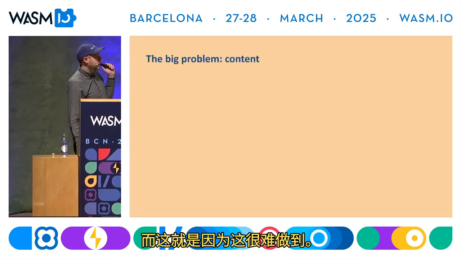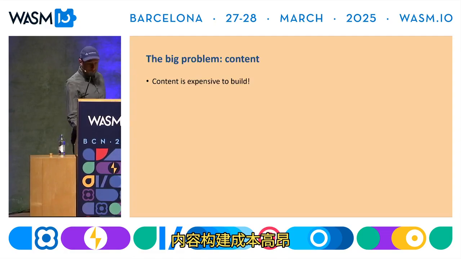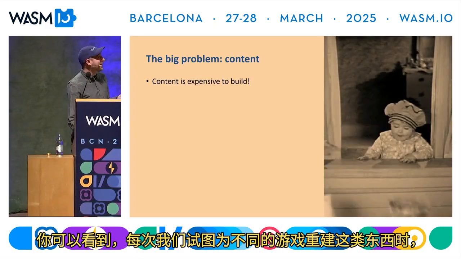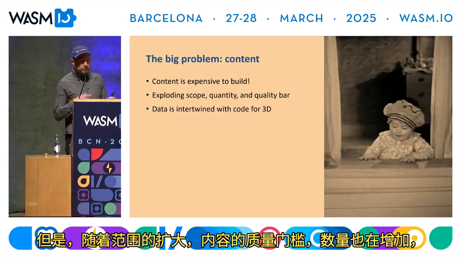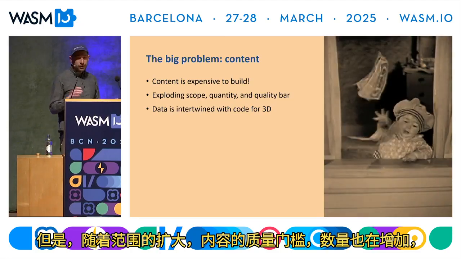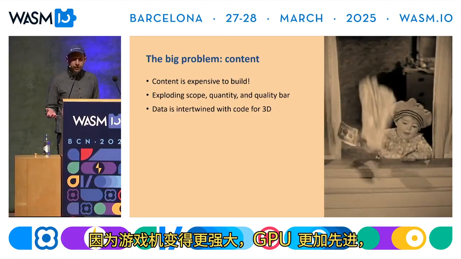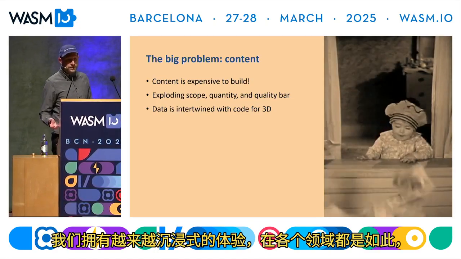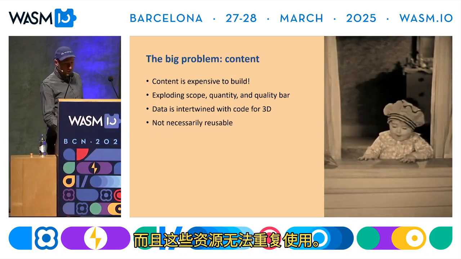And that's because this is hard to do. Content is expensive to build. You can see we're just basically throwing money out the window every time we're trying to rebuild this kind of thing for different games. But the scope, the quality bar of content, the quantity, as consoles get more powerful, as GPUs get more powerful, as we have these more immersive experiences all over the place, this just gets expensive to build over time. And these assets are not reusable.